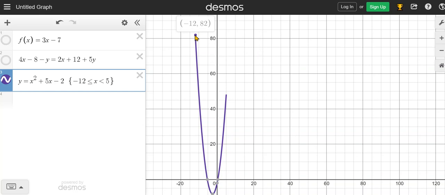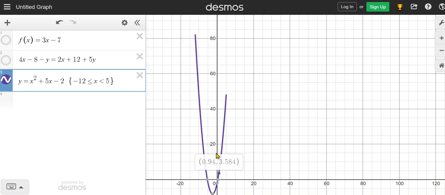And notice the ordered pair at the very end is (-12, 82). Well, the x value is -12. That's our smallest x value. And the function value there, or the y value, is 82. And notice that there's a little closed dot right at that point, because x is greater than or equal to -12.